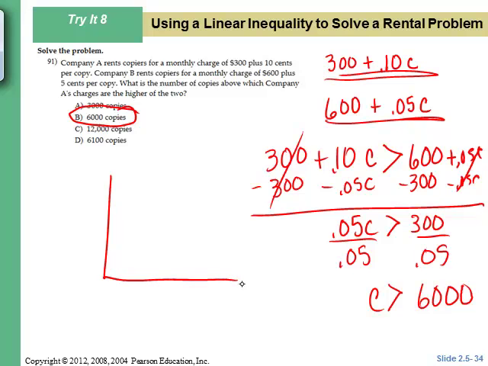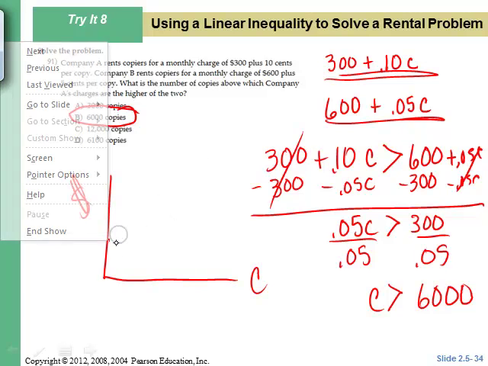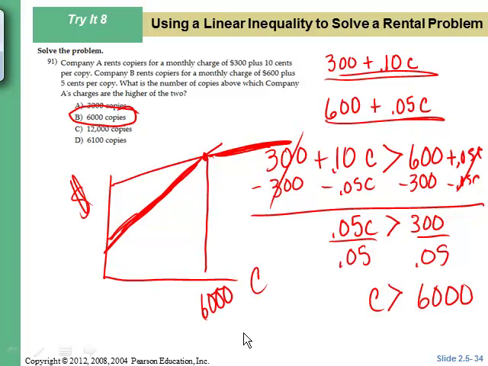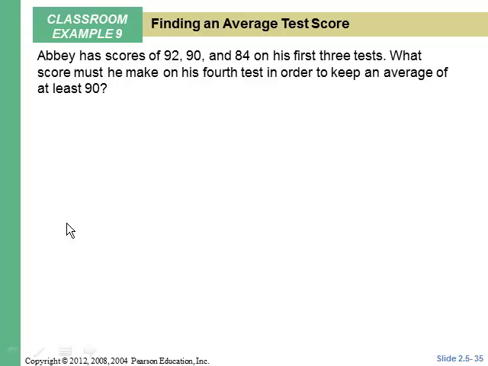Actually, if I were to show you the graph of it, here's the number of copies. Here's the cost. All right, the first one is 300 plus 10 cents a copy. 600 plus 5 cents a copy. The first one is cheaper in here. The second one is cheaper over here, and this is 6,000 copies. We're going to talk more about that when we graph equations next chapter.